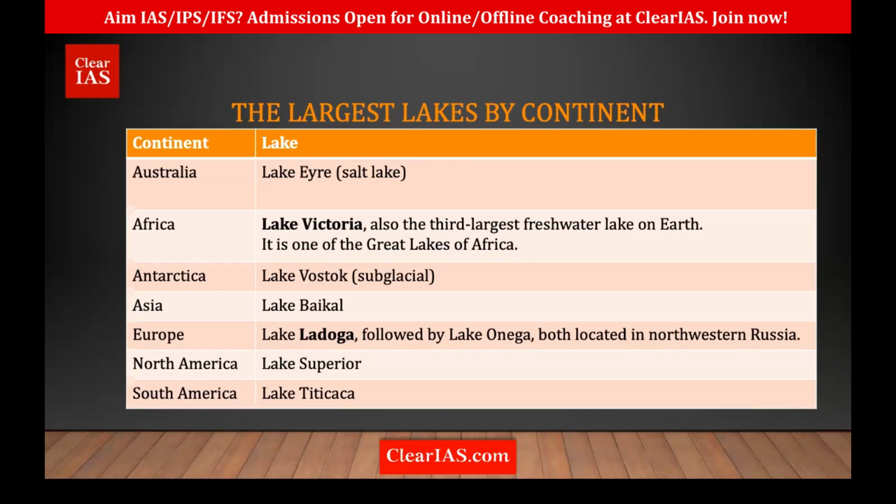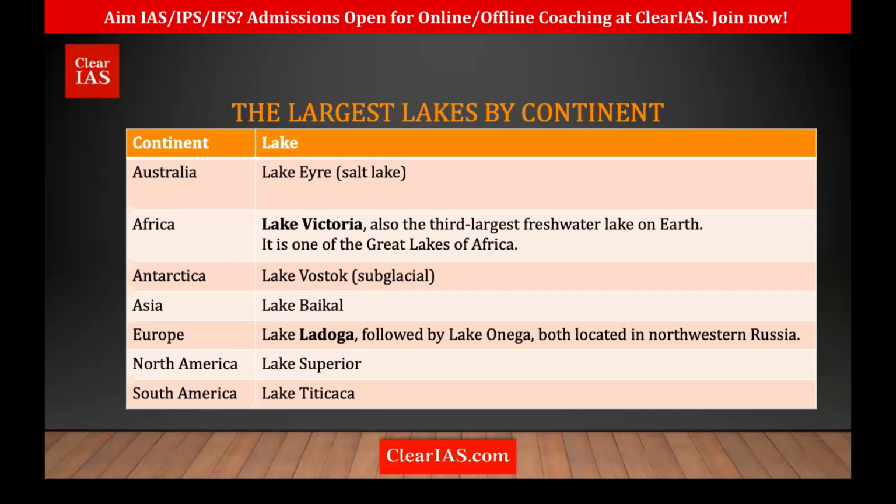Now in Antarctica, there is Lake Vostok. It is a subglacial lake. That means it lies beneath the ice, under the glacier. So in Antarctica, there is Lake Vostok. If you're talking about Asia, it is Lake Baikal. The largest lake in Asia is Baikal. It is in the Siberian region of Russia. Next one is Lake Ladoga.